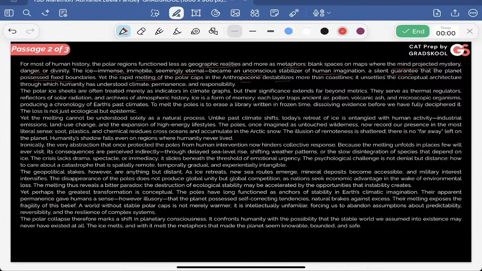The Anthropocene destabilizes more than coastlines. It unsettles the conceptual architecture through which humanity has understood climate, permanence, and responsibility. All right. Climate, permanence, and responsibility.